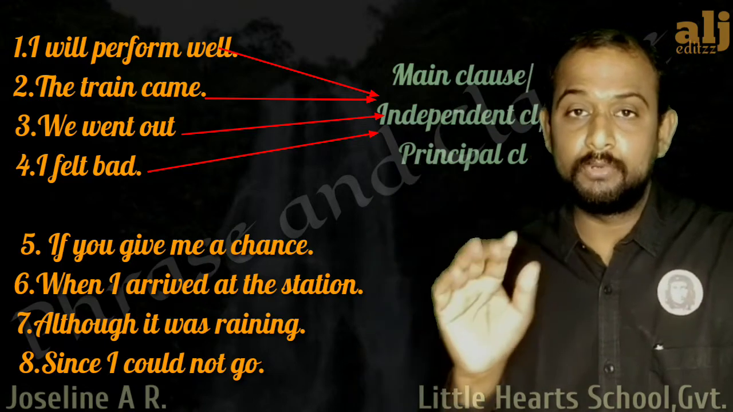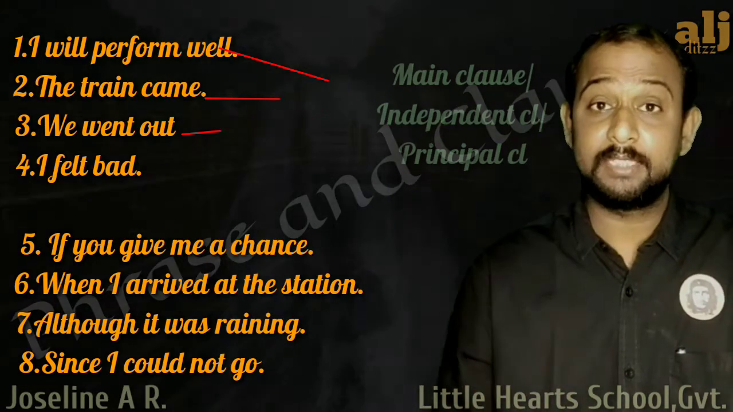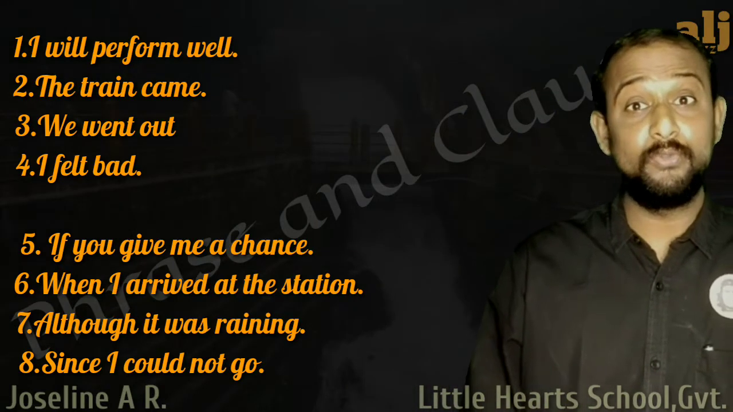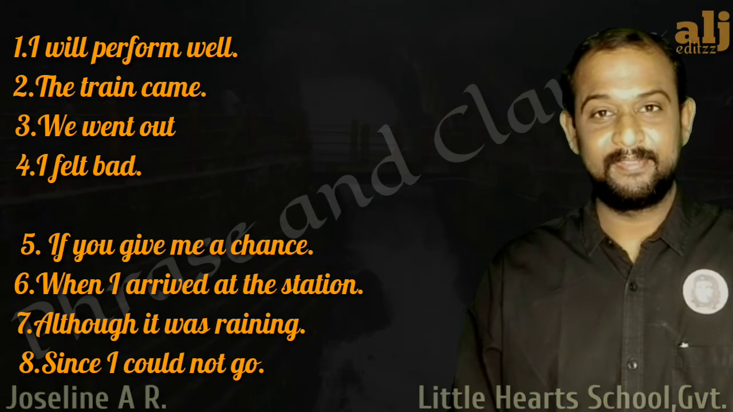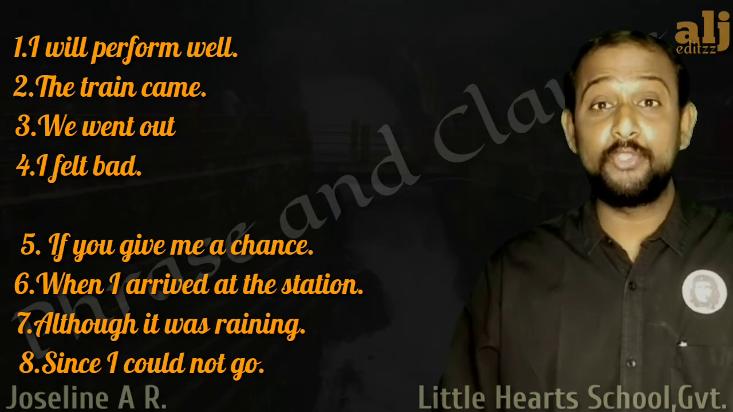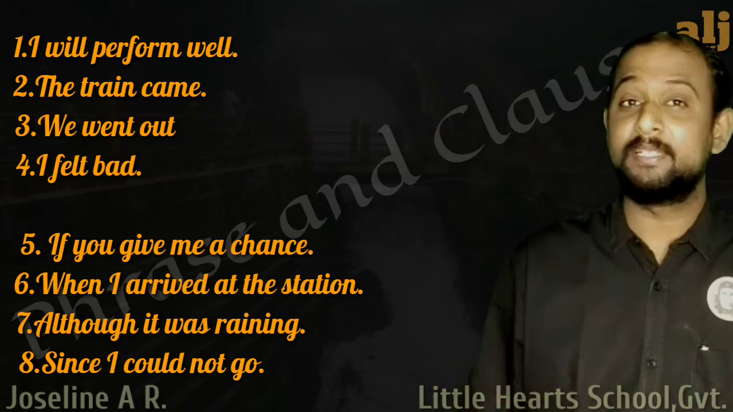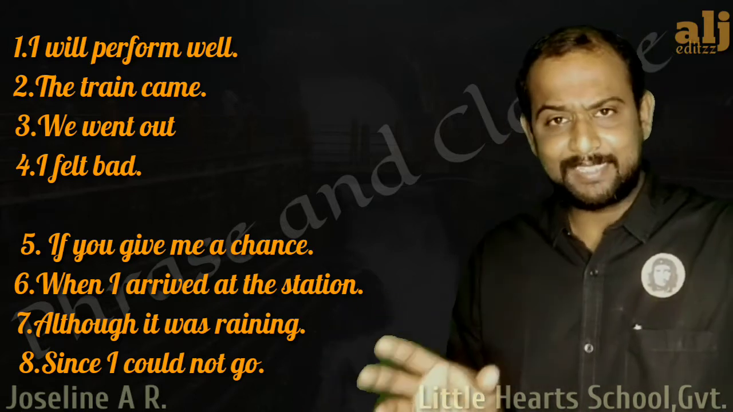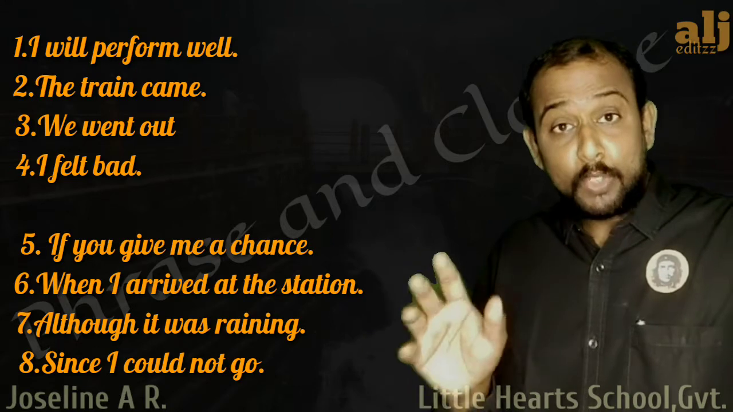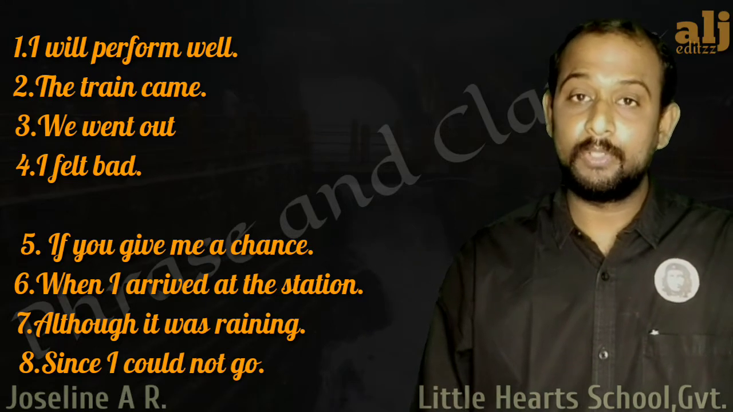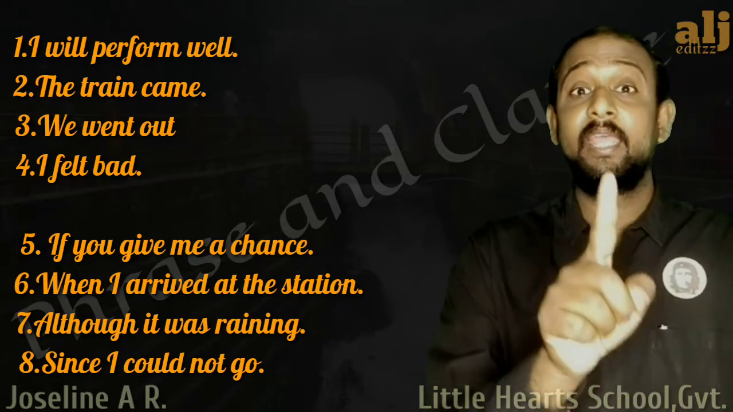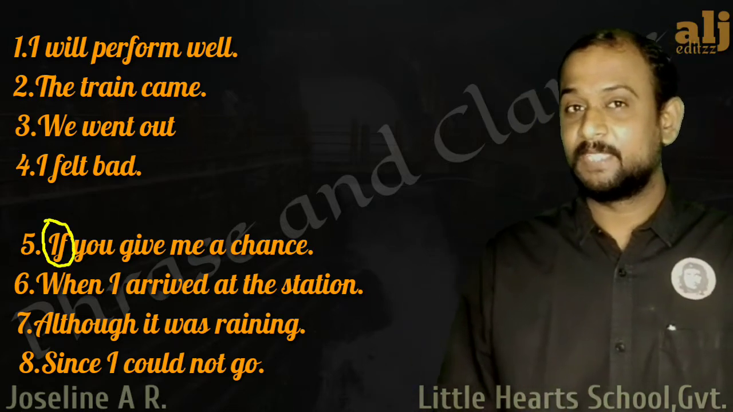So the first four are examples for independent clauses, and the next four. See, if you give me a chance. If you give me a chance. Observe carefully. If you give me a chance doesn't make a complete sense, because if you give me a chance, so what next? It lacks something. It needs one more clause to complete it. That's why they are called dependent clauses. And see, it is introduced by if. If is a subordinator, subordinating conjunction.